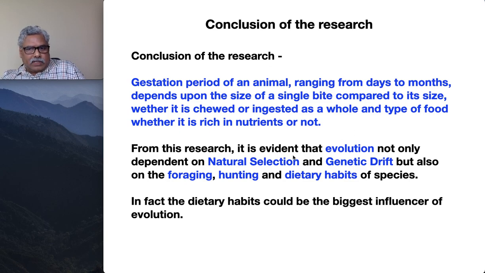From this research, it is evident that evolution is not only dependent on natural selection and genetic drift, but also on the foraging, hunting, and dietary habits of species. So evolving gestation or egg laying is part of evolution. The dietary habits, how they are ingesting the food, have an impact on evolution. This could be the major impactor to direct evolution. In fact, dietary habits could be the biggest influencer of evolution.